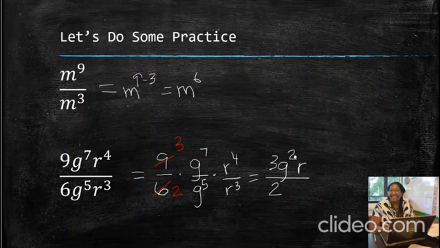You would just write it as r, but just so you'll know, this would be an invisible 1. You don't want to write the 1. It's not wrong if you write it, it's just not necessary. The proper way to write this would be 3g squared r all over 2.